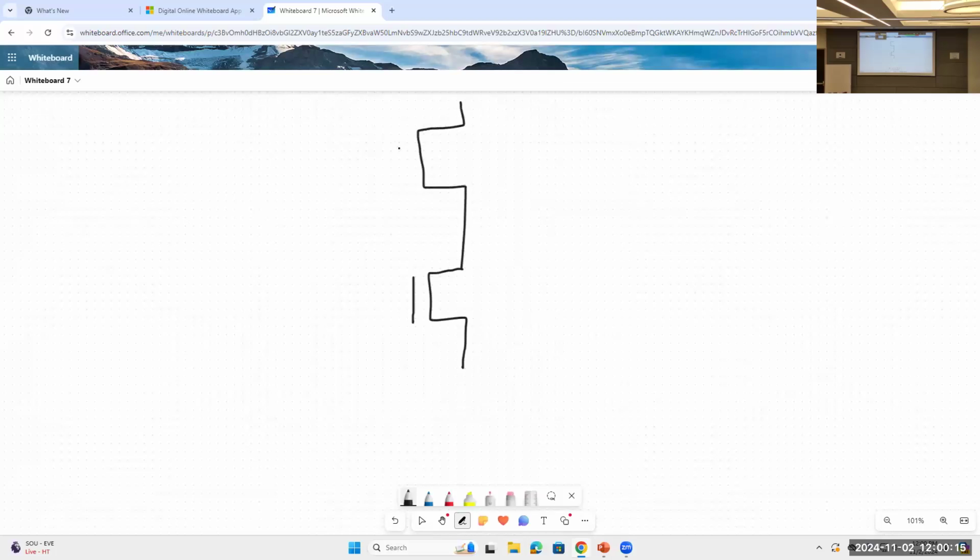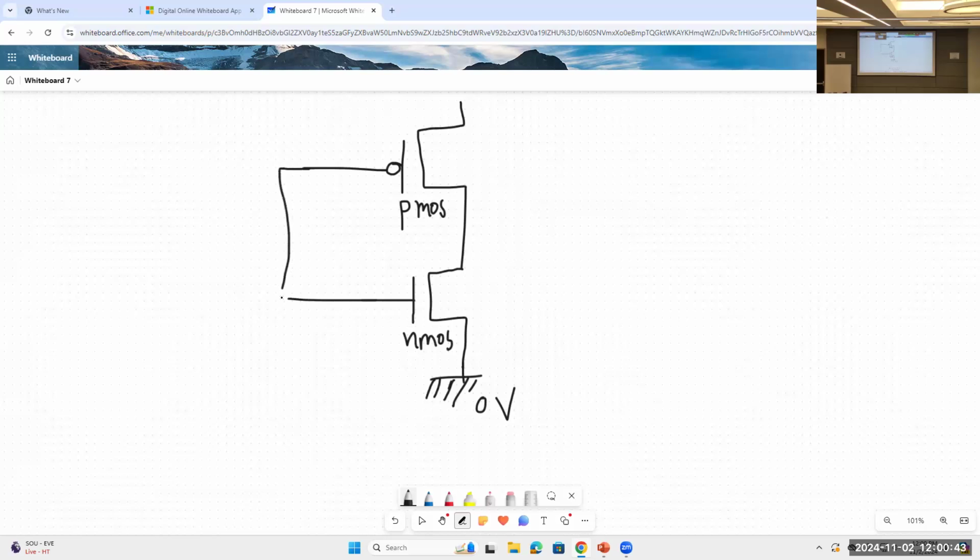So what I'm doing, I have drawn an NMOS. This is ground, I mean this is 0 volt. We represent 0 volt like this. Okay, so this is gate, and this one is NMOS. This is PMOS, and this is NMOS, and we connect them together.